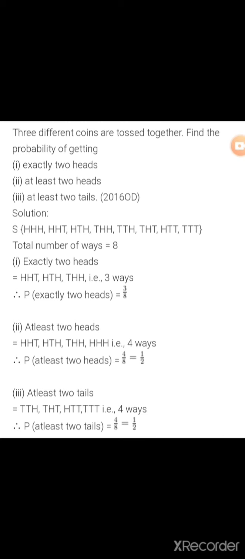Then at least 2 tails. Here also at least means a minimum of 2. That means 2 or more. That is 2 and 3, 2 tails as well as 3 tails. Both outcomes you have to select. 2 tail outcomes: TTH, THT and HTT. That means 3 outcomes are there. Plus 1, that is TTT, all 3 tails. Okay. So 4 ways you can write it. That is 4 by 8 is the probability and you can reduce it to 1 by 2.